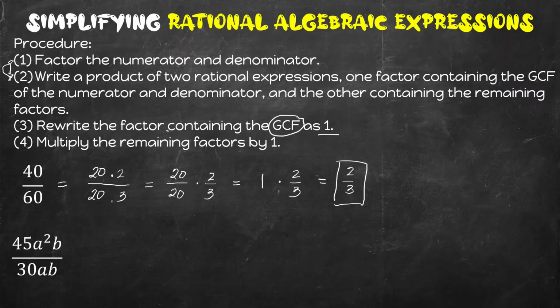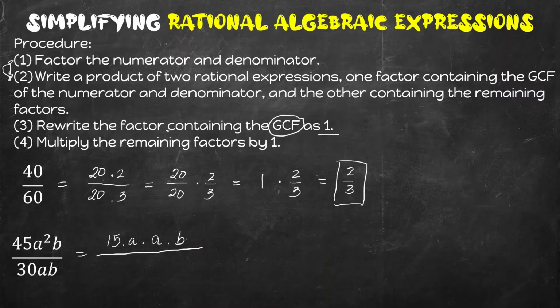Okay, another example. Let's say, for example, we have 45a squared b over 30ab. Okay, so sulat muna natin yung factor nito. So, alam natin si 45 and 30, ang greatest common factor nila ay 15. So, basically, ilalagay ko dito ay 15. Ano pa? Ang factor ni a squared ay a times a. Okay? Times b. Kasi a squared means a times a, tapos times b.